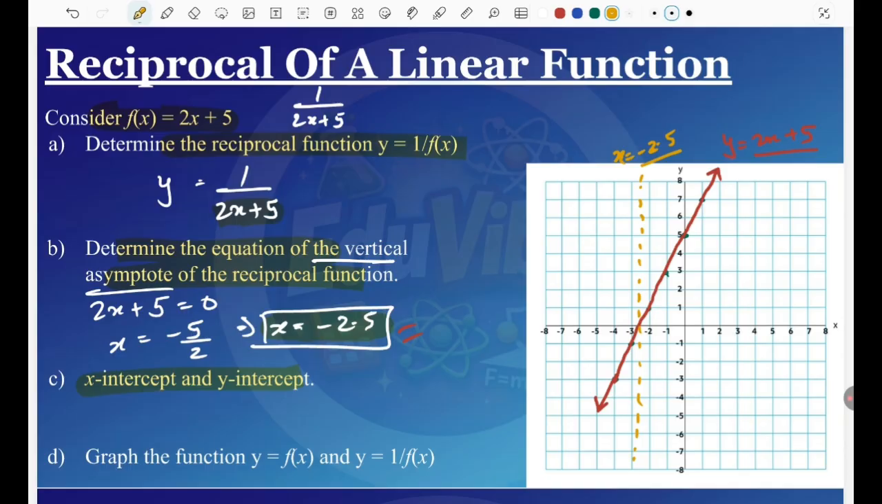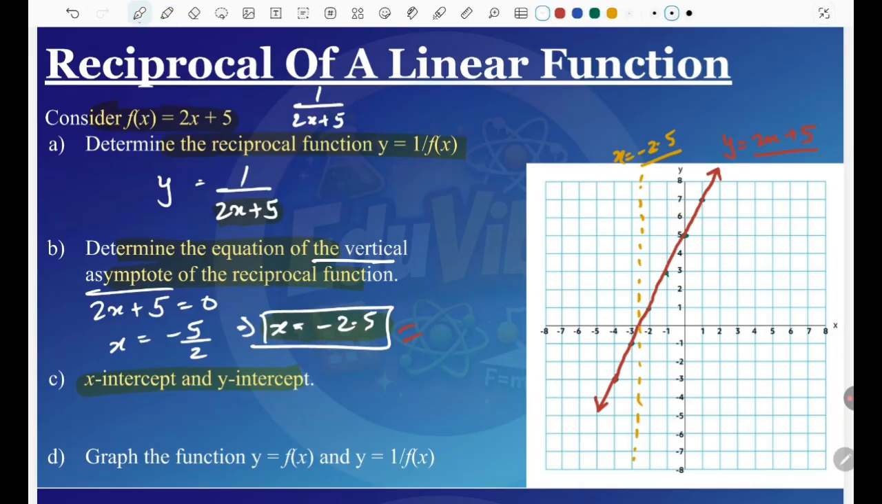For now we made the hole, but for the next unit you will see that we have to make the hole at that point. So there's no x-intercept, but we have a y-intercept. The y-intercept we have to make for the reciprocal function, not the original function.